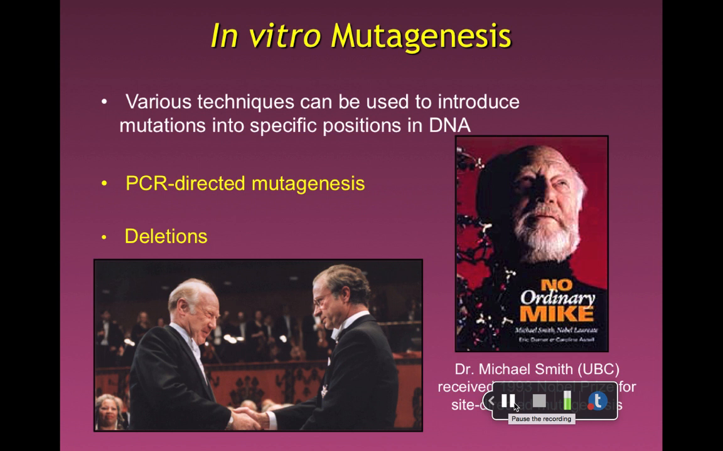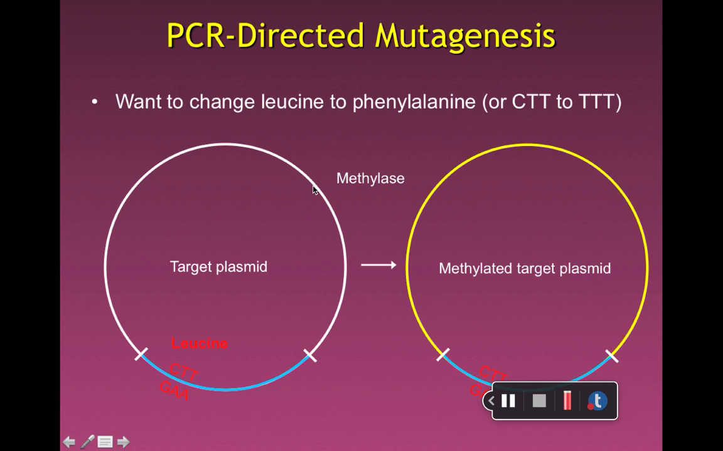And so the final technique I want to talk about in this chapter is in vitro mutagenesis. There are various ways in which people can introduce mutations into specific positions in DNA. So for example, we can use PCR to change just single bases and create changes in single amino acids in proteins, or we can delete portions of genes, again to create mutations. So for now, we're just going to focus on PCR-Directed Mutagenesis.